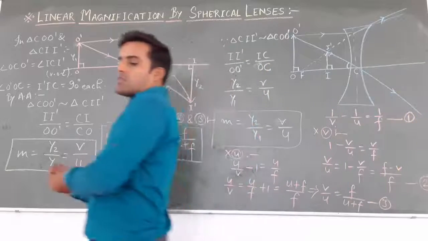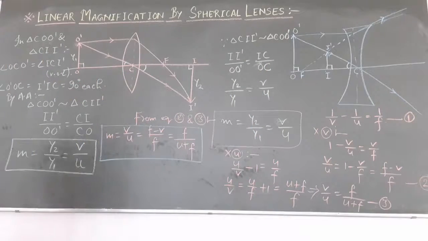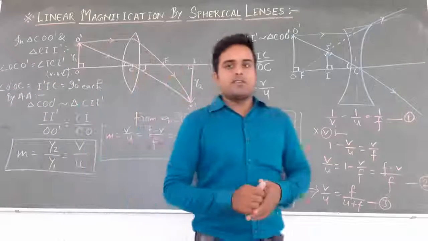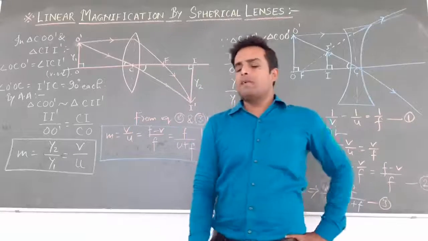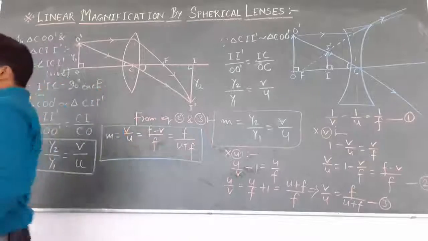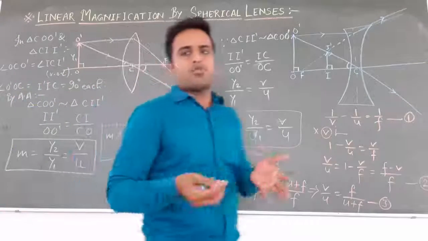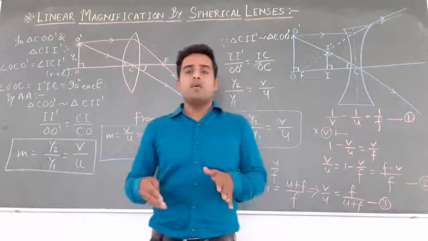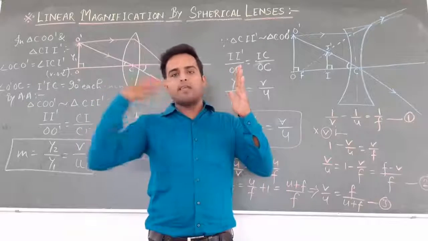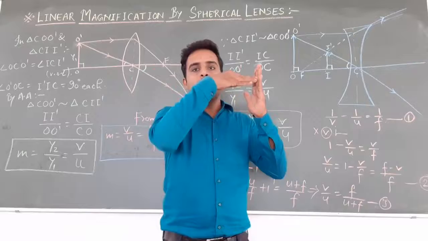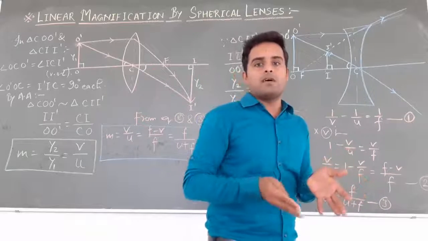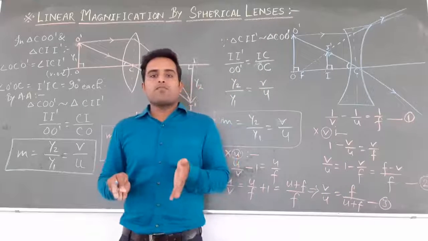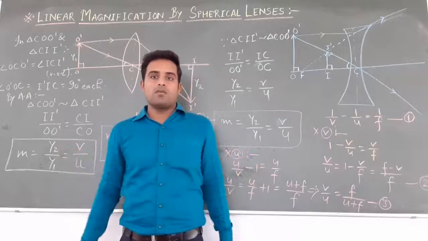So this is all about the linear magnification and the formulas related to it. Now the next topic we are going to discuss is the power of a lens. What is the power of a lens? It is simply asking to define power. Power means the capacity to bend light when a ray of light passes through a lens. How much the lens will bend this ray, that capacity to bend the light ray after passing through a lens is known as its power.